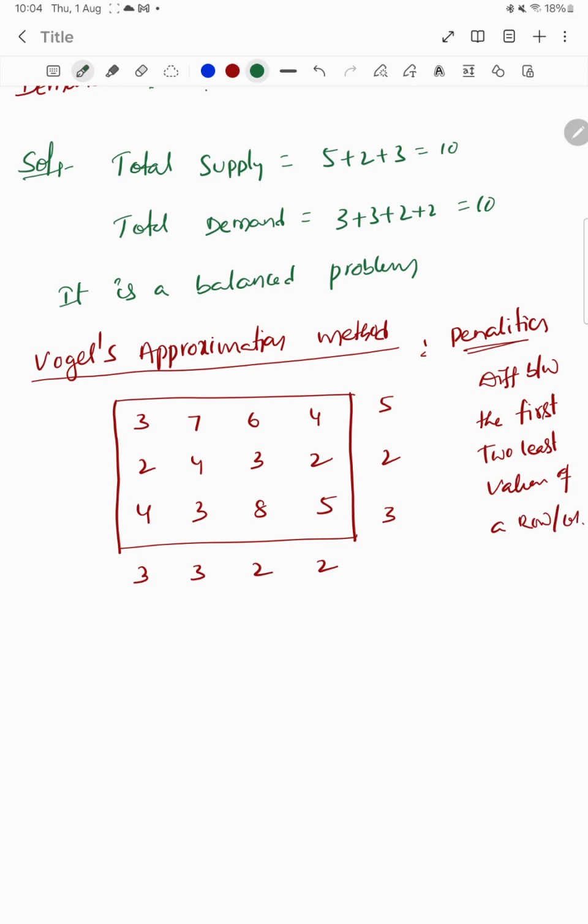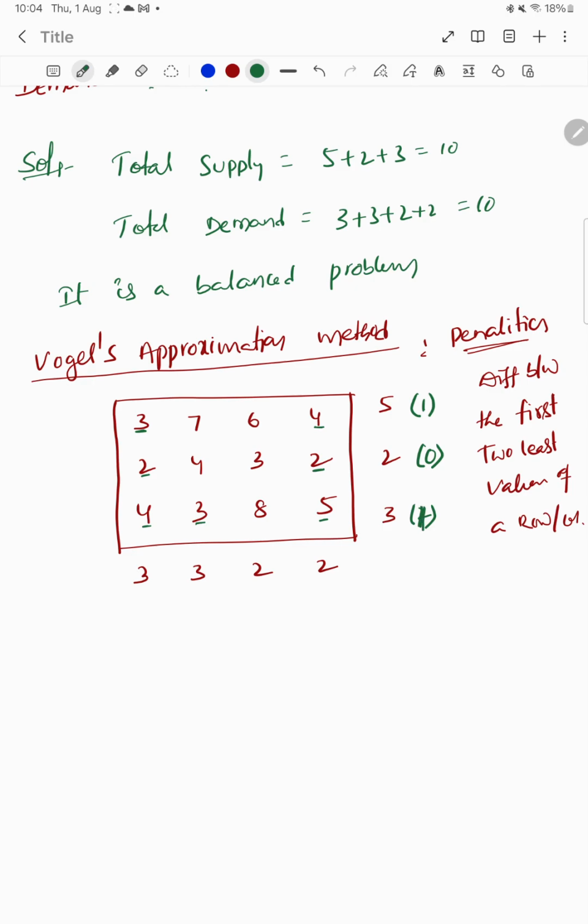Suppose you take the first row, the least is 3, next least is 4. So the difference between 3 and 4 is 1, that we need to write in brackets like this. Now in the second row, least is 2, next least is 2. So the difference is 0, that 0 is called the penalty. And in the third row, least is 3, next least is 5, the penalty is 2, the difference between 5 and 3. Least is 3, next least is 4, so the difference is 1.